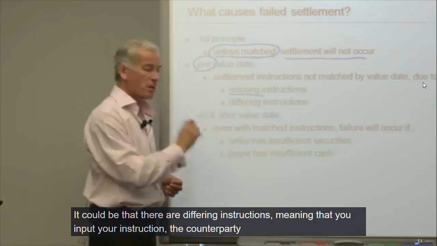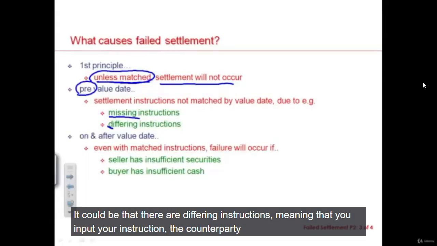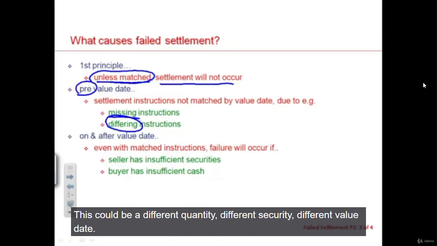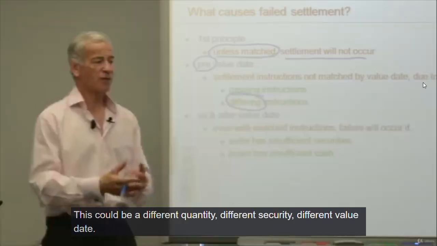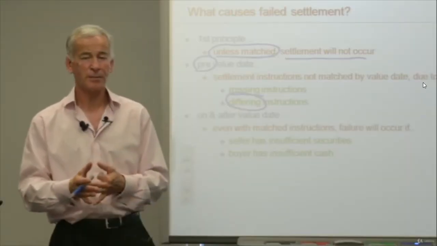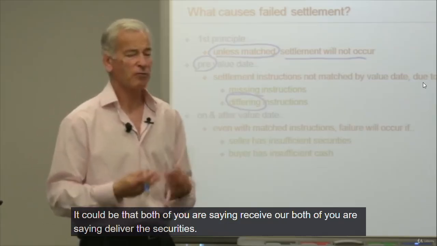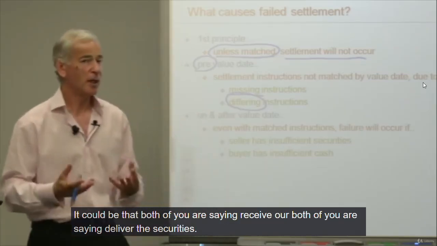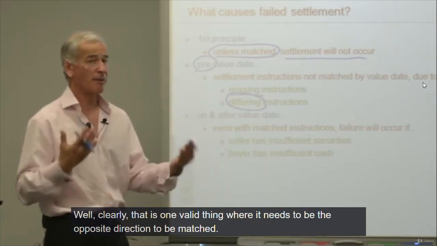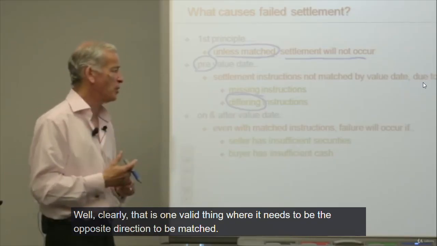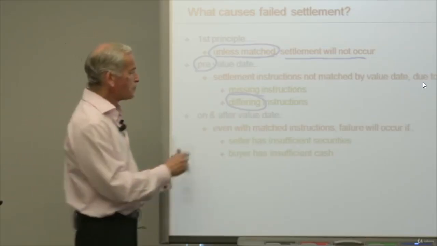It could be that there are differing instructions, meaning that you've input your instruction, the counterparty has input their instruction as well, but there are differences. This could be different quantity, different security, different value date. It could be that both of you are saying receive, or both of you are saying deliver the securities. Well, clearly that is one valid thing where it needs to be in the opposite direction to be matched.